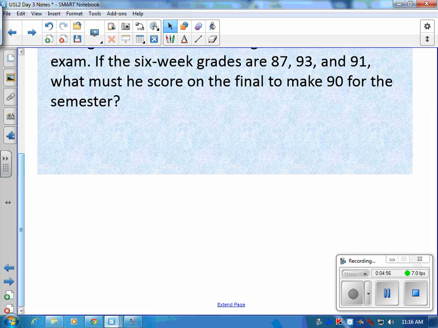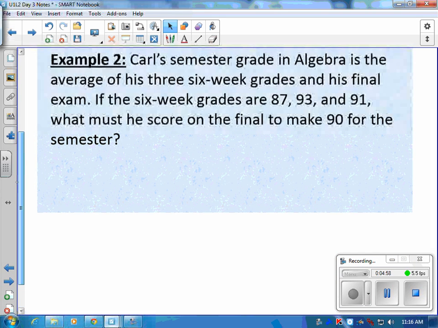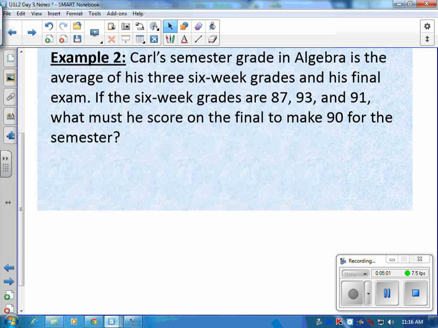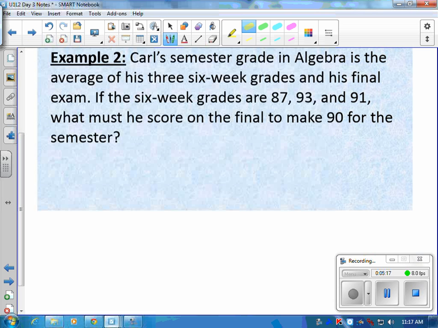So now we have this problem here. Go ahead and open up your book to example 2 in section 3.5. And the first thing that I need to do is find this important information. So what is something that is important in this problem? Zach? I need to know the first 6-week grades, the first 3 6-week grades.